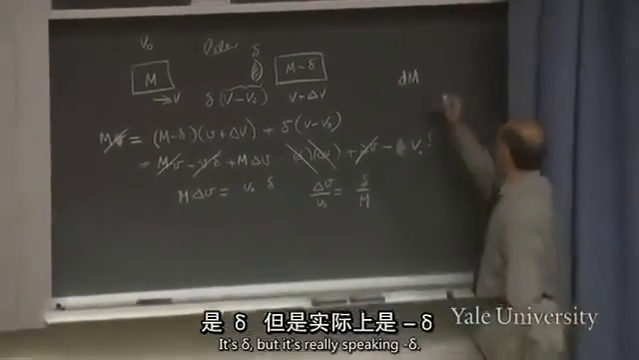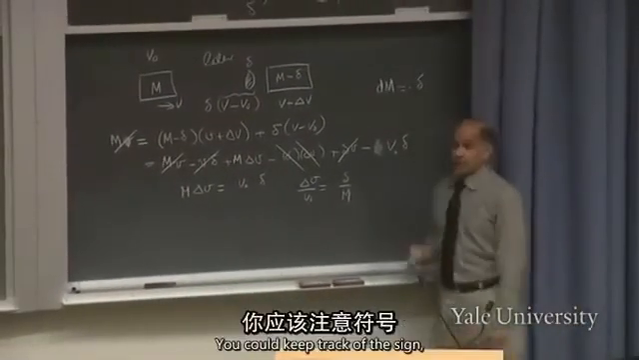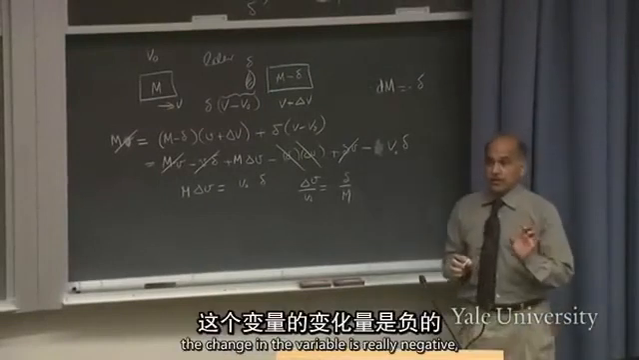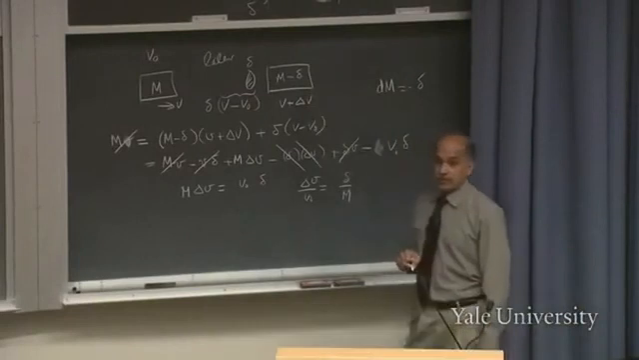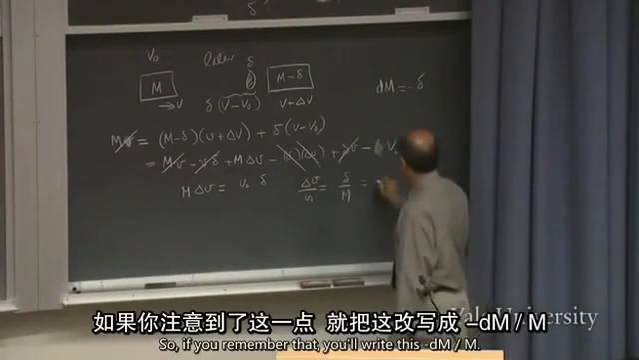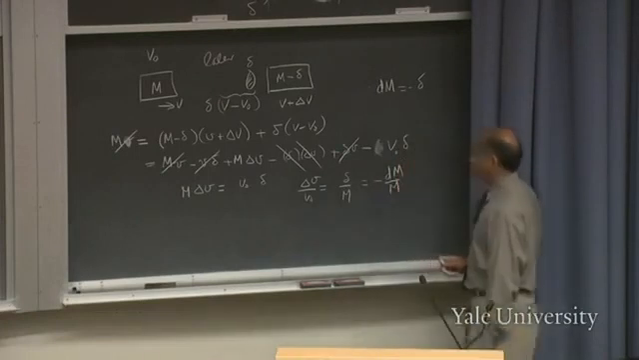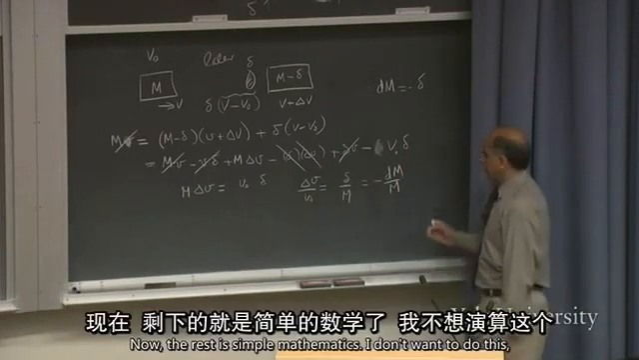It's delta, but really speaking it's minus delta. If you keep track of the sign, the change in the variable is really negative, and delta here stands for a positive number. So if you remember that, you will write it as minus dm over m. Now the rest is simple mathematics.